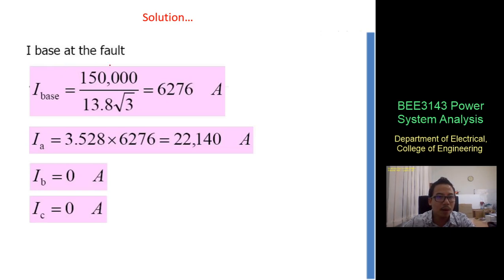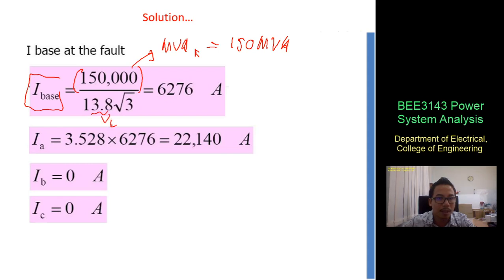So the I base, if you still remember how to calculate the I base, what is this? This is the MVA base, which for this case is 150 MVA. And this one is the line voltage, which is 13.8 kV based on the value we have. So 13.8 kV multiplied by root 3, then we get 6276 amps.